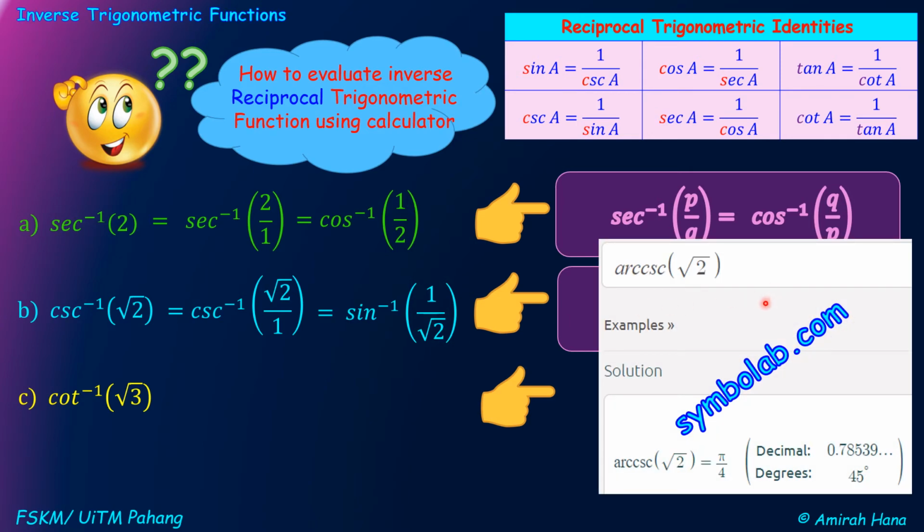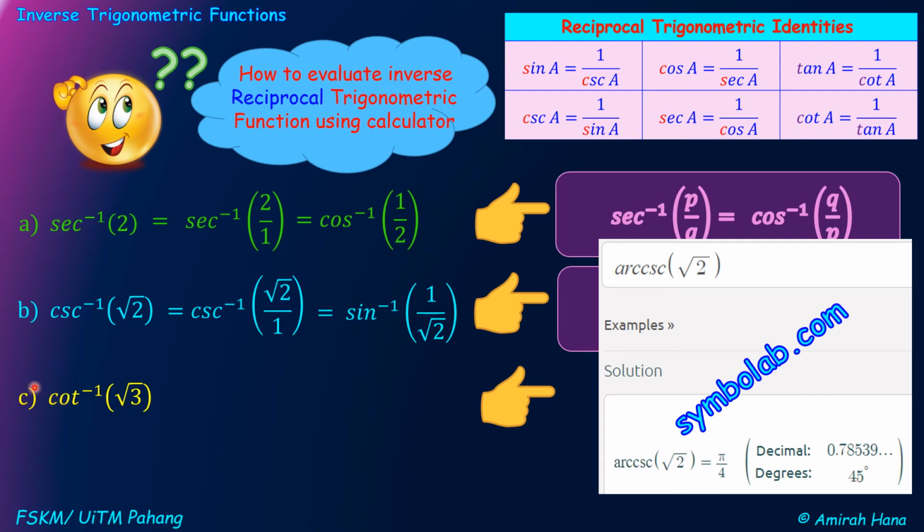Or we can use Symbolab, we can directly use arc cosec sec 2. Arc cosec means inverse cosec, and then sec 2. After we press enter, we will get this answer. This is in decimal radian, this is in fraction and radian, this is in degree.